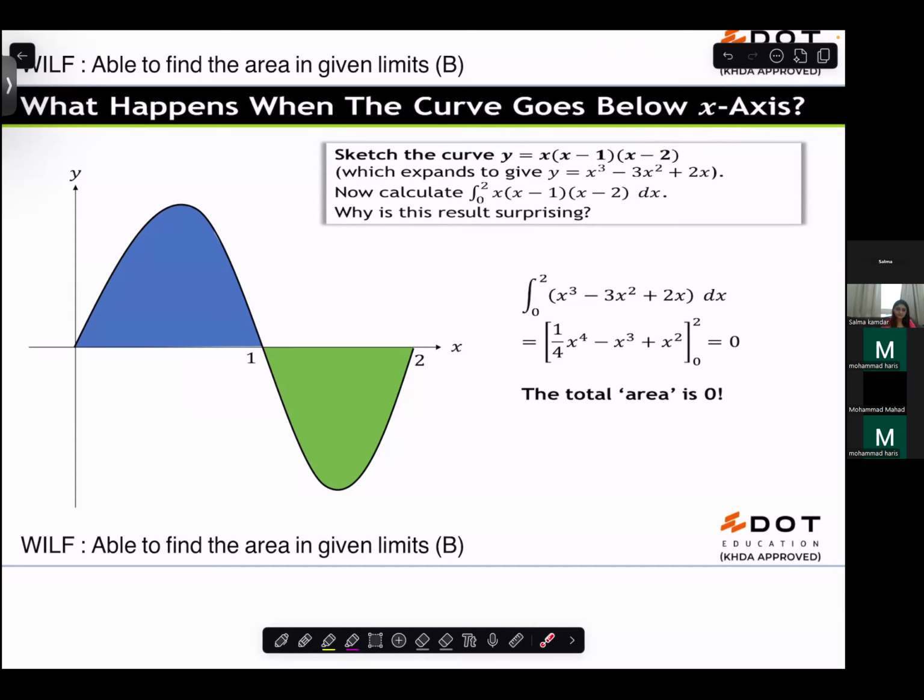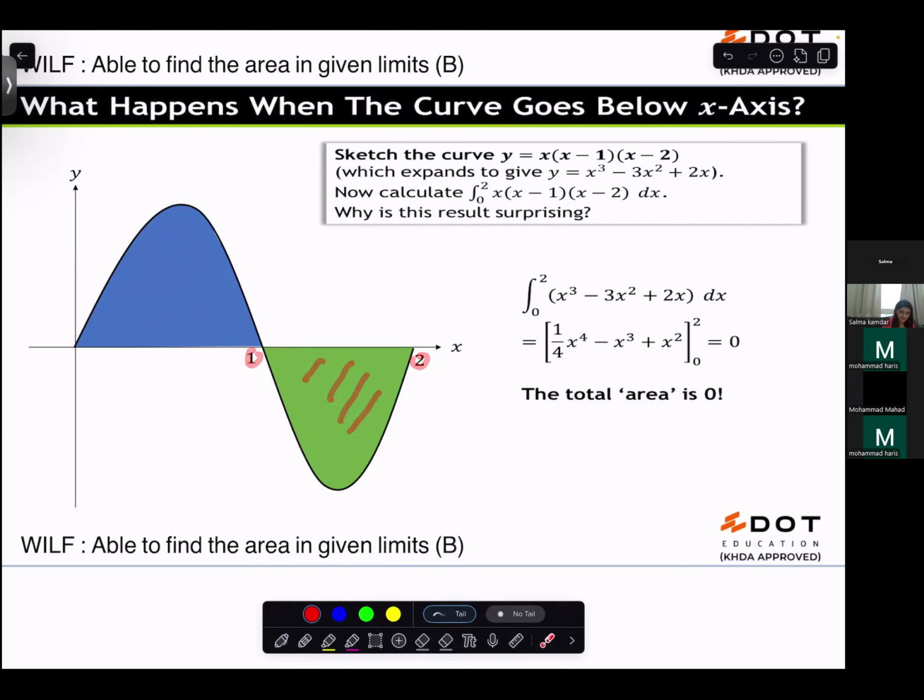Between 1 and 2. No, I am looking to find the area of my shaded region. I have a shaded region between 1 and 0 which is above my x-axis, and I have a shaded region between 2 and 1 which is below my x-axis.